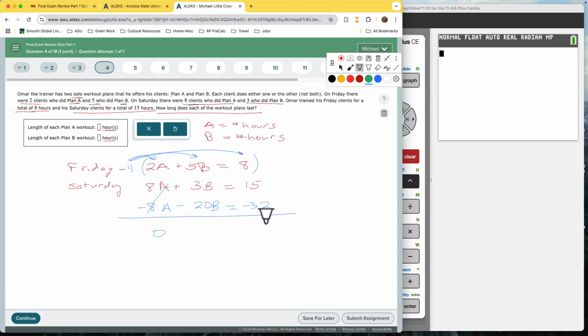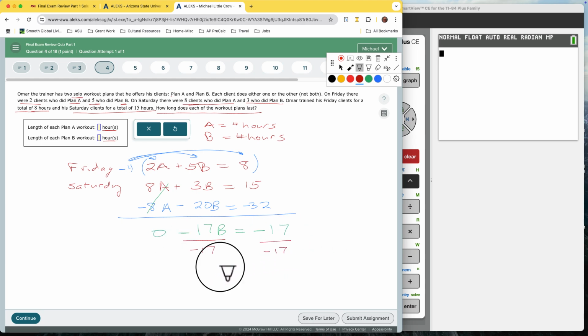3B minus 20B is going to give us -17B. And then 15 and -32, we combine those two. It's going to give us a -17. And so that allows us to solve for B. Divide both sides by negative 17.